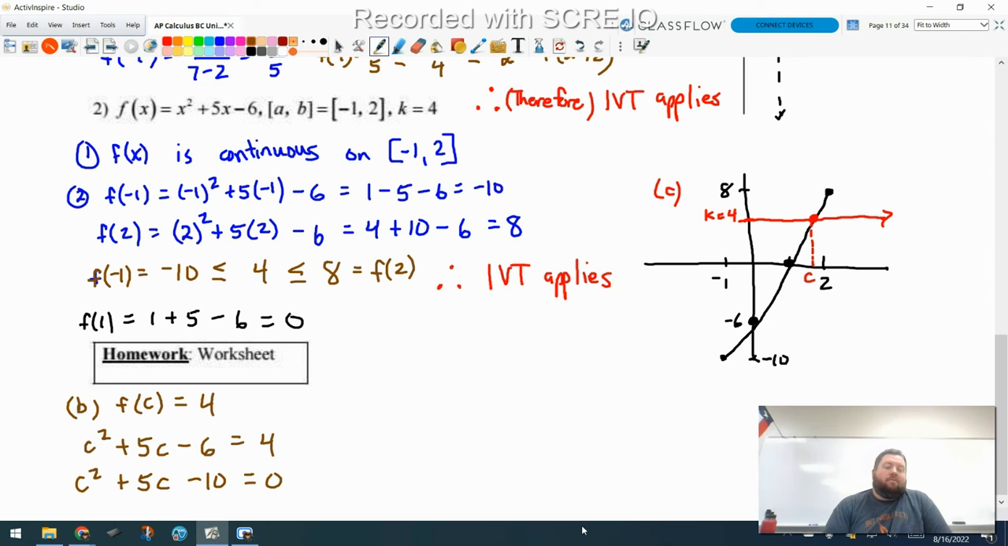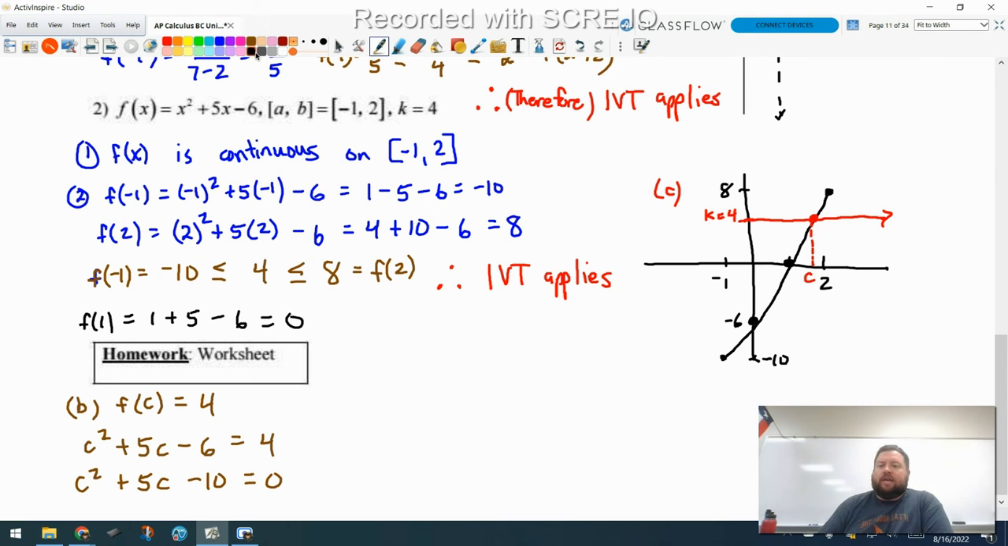Multiplies to 10, 1 and 10, 2 and 5. Has to have opposite signs, so you subtract the numbers. 10 minus 1 is 9. 5 minus 2 is 3. You don't get that middle number of positive 5. So factoring doesn't work. So when factoring doesn't work, you have a couple options, but I would just recommend going quadratic formula. So that's what we're going to do here.